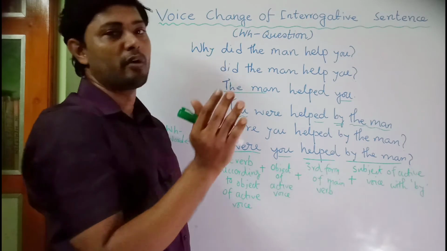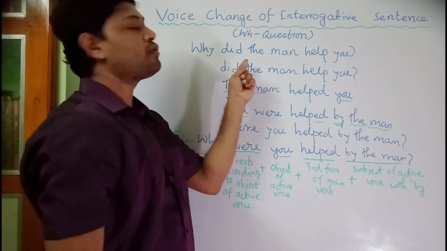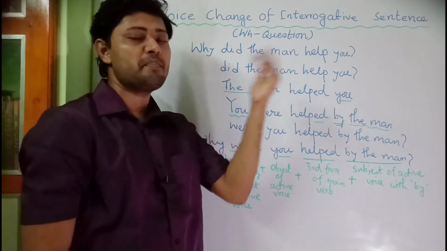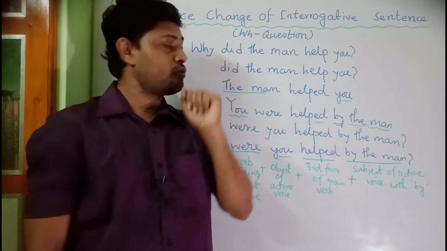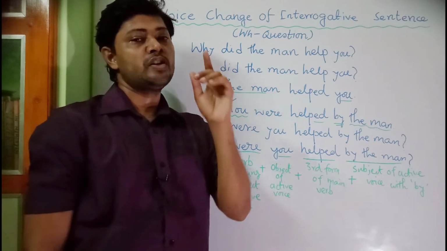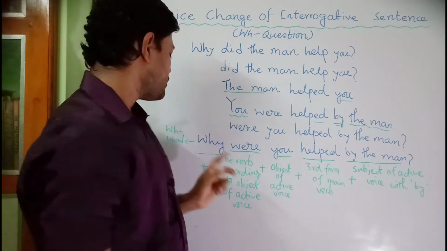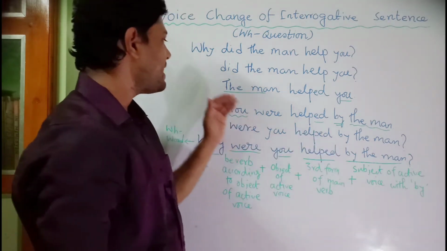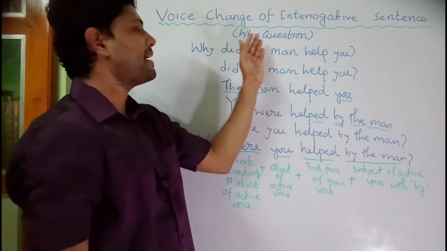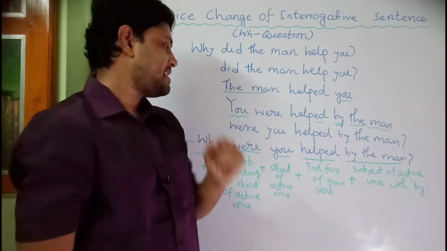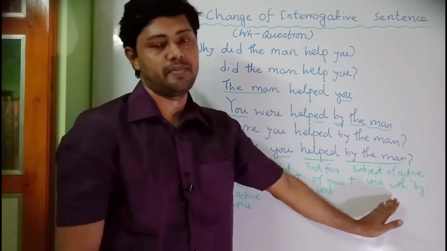If you follow these steps one by one, you can very easily solve this question. You will face no problem as you have already learned how to change a yes/no question from active to passive. If you have not learned that rule, I request you to watch that video first. You will find the link in the description. In this way we can change an active voice into a passive voice in case of the WH question. But remember one thing, you have to learn these steps.